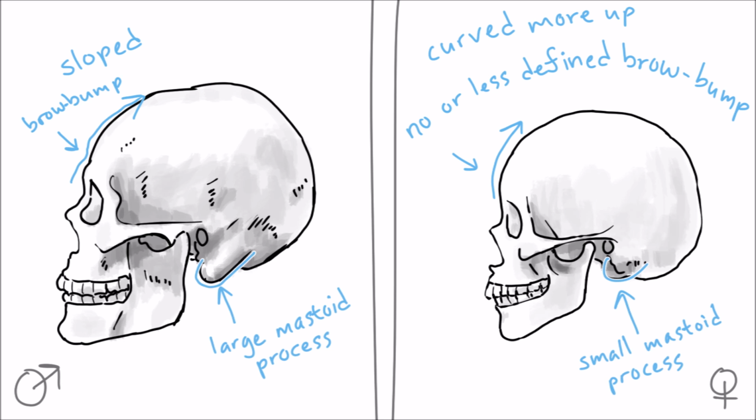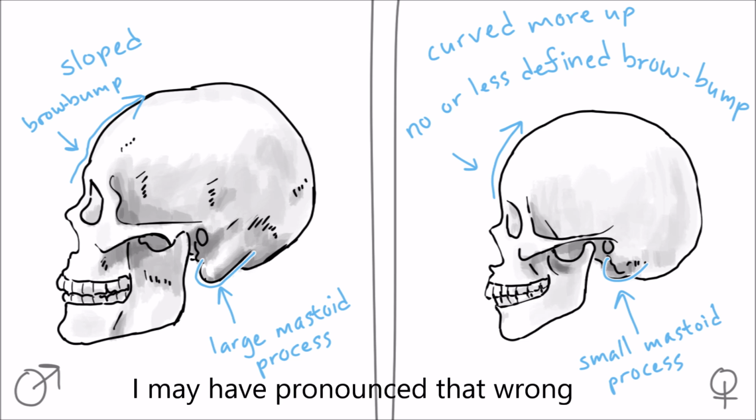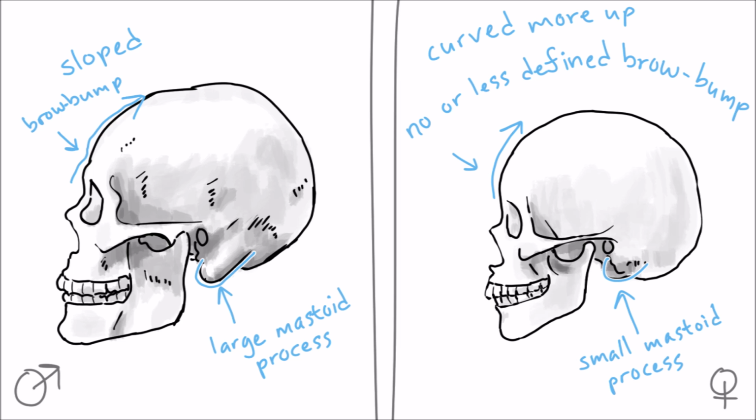And this little weird bump thing down here is called the mastoid process. I was going to try to come up with a different name for it, but I couldn't come up with a better name than the ridiculous one it already had. But males tend to have a larger mastoid process than females.